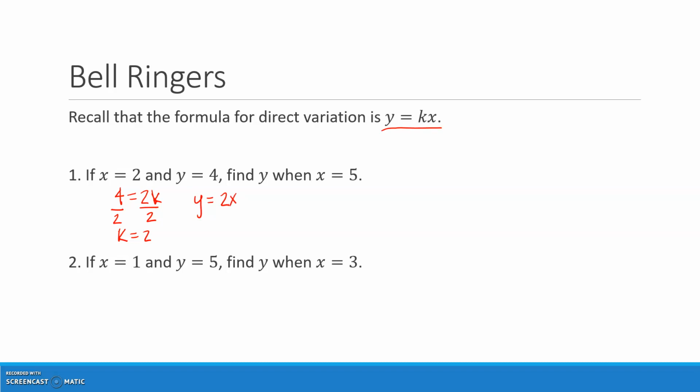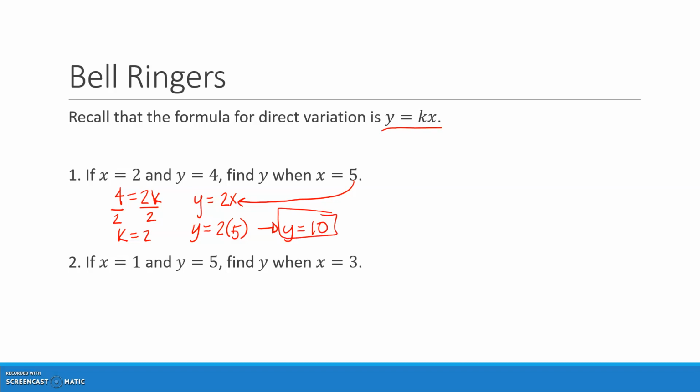Now, we want to know what happens to y when x is 5. So we substitute that 5 in for x, and we get y equals 2 times 5. And we get that y equals 10. There's our answer to the first one.